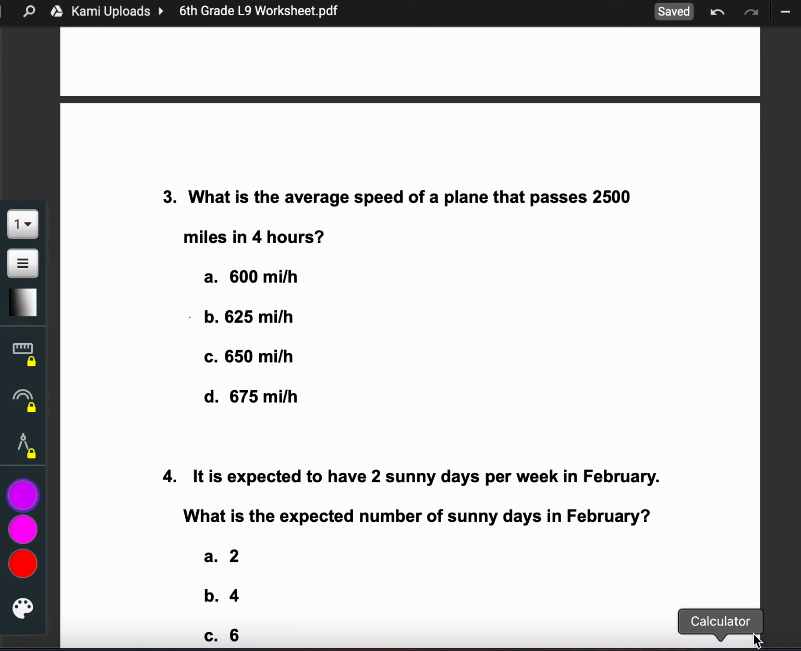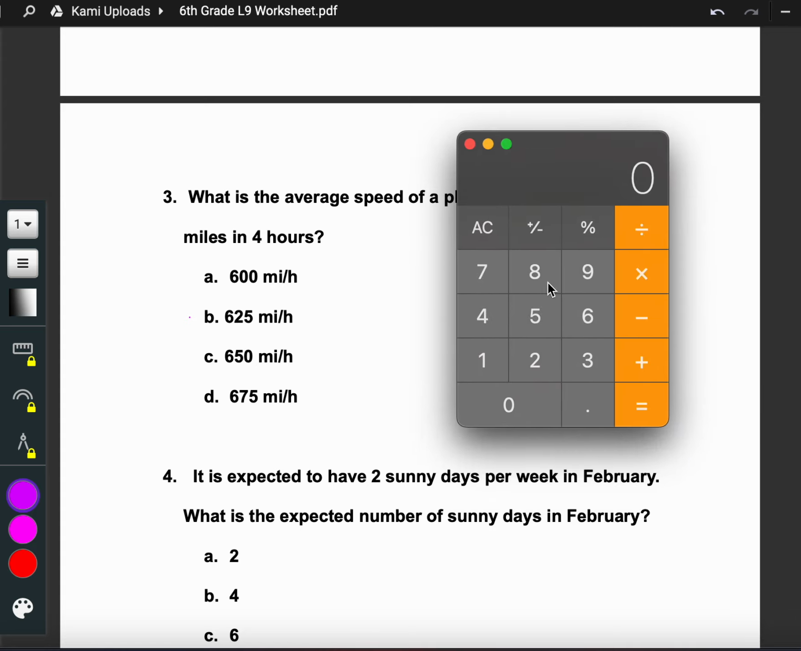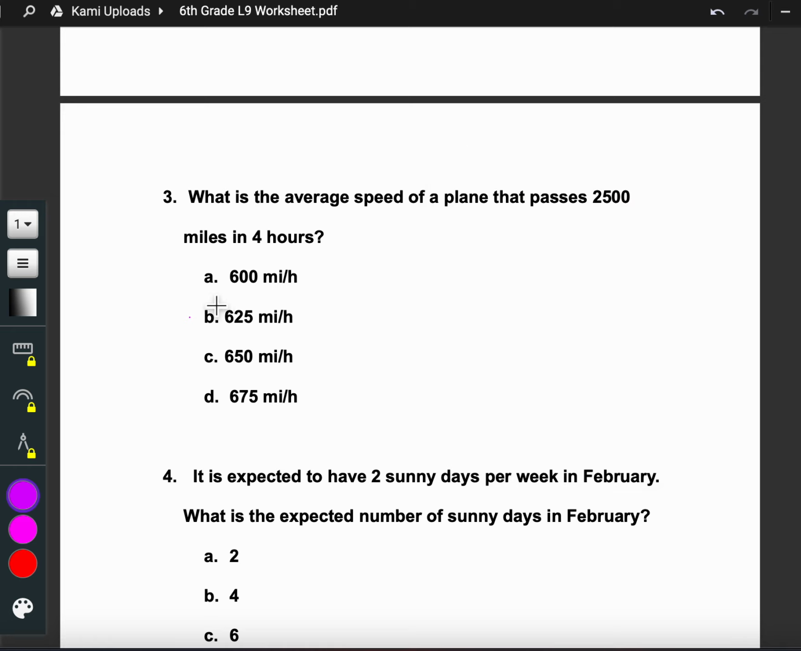So let's try putting this into the calculator so we have a better option. Divided by 4. So you should get 625. Because to find the average speed, it's always distance divided by time. So remember that.